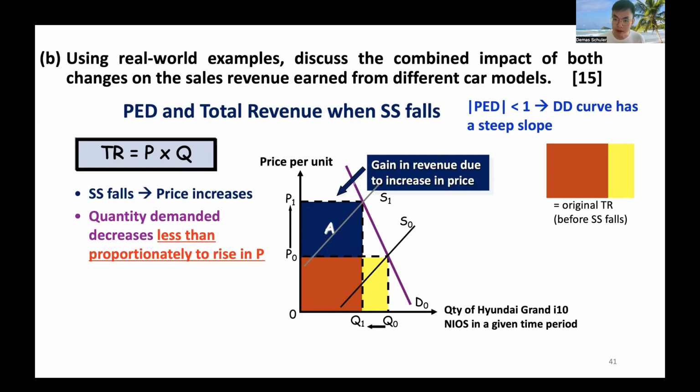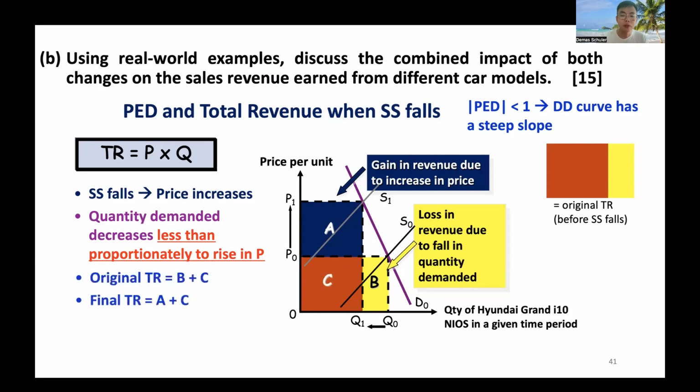The gain in revenue due to the increase in price is area A, the dark blue region. There is also a loss in revenue due to the fall in quantity demanded, which is the region B. But there is also, obviously, C remains unchanged before and after. So the original total revenue is B plus C, right? The red and the yellow areas. But the final total revenue is A plus C.